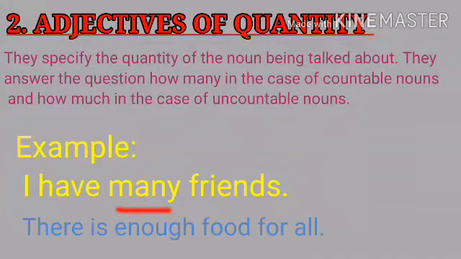Let me take second example. There is enough food for all. Here the word enough is adjective of quantity because it describes the quantity of noun food. It answers the question, how much, in case of uncountable noun food, as how much food is there for all. It answers, there is enough food for all.